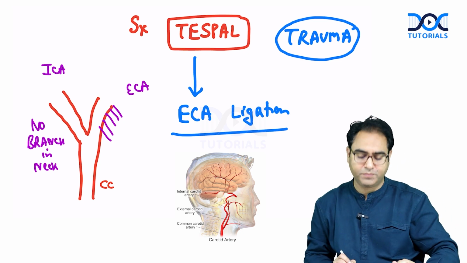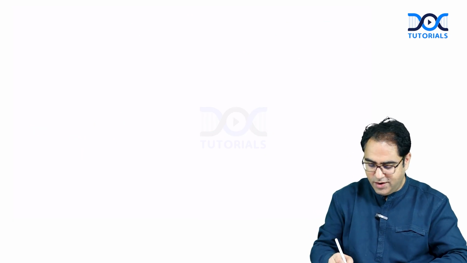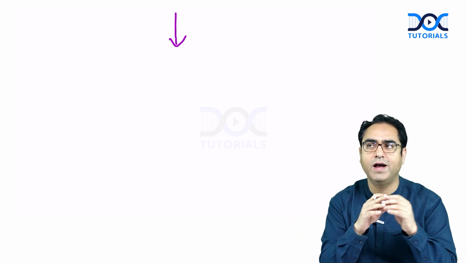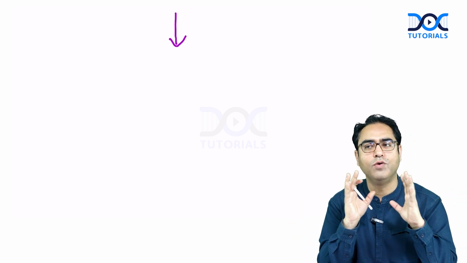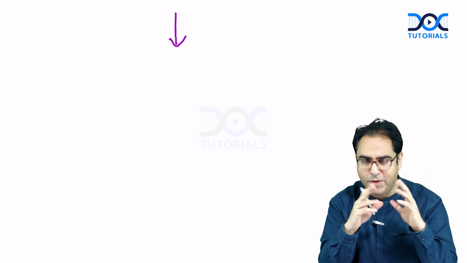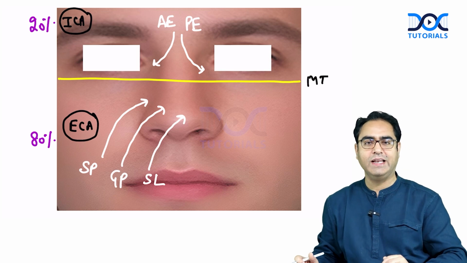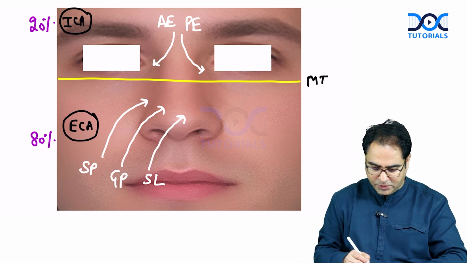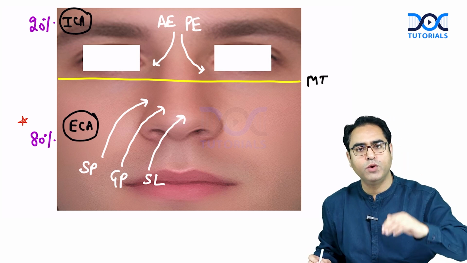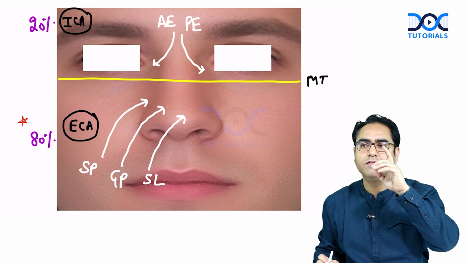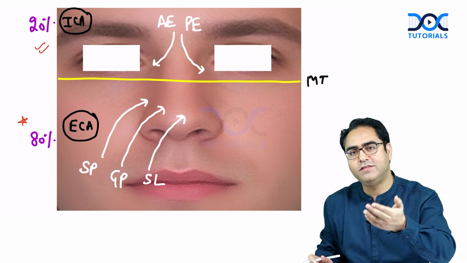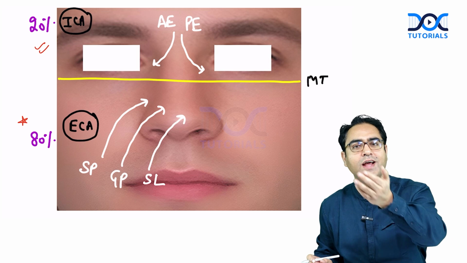Okay. Now, next question. If ECA ligation also fails to control bleeding, you tried the ECA ligation also, but still bleeding is going on, then what to do? My dear friends, the answer is there in your mind. Let me help you. Please see on the screen. The ECA gives 80% circulation, agreed. That you have ligated, but still bleeding is continuing, then it must be some branch of ICA which is bleeding. And what is the name of the branches of ICA? Anterior ethmoidal artery and posterior ethmoidal artery.